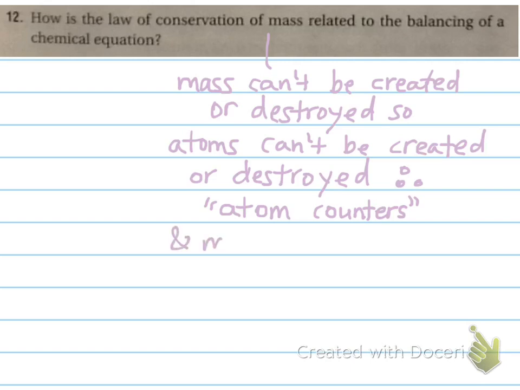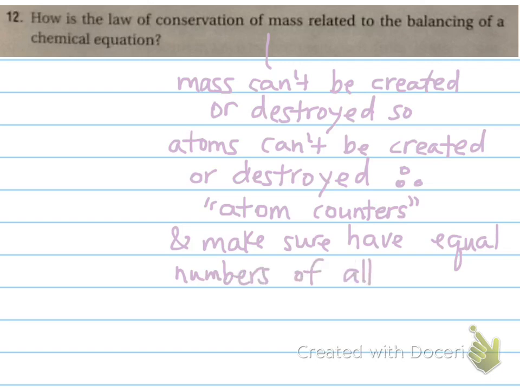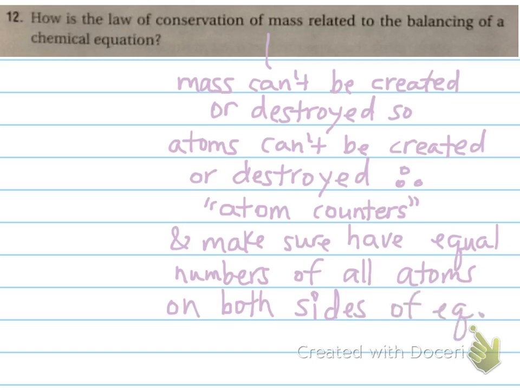And make sure you have equal numbers of all atoms on both sides of your equation. Again, your textbook said, when balancing an equation, the number and kinds of atoms in the reactants equals those in the products. Thus, atoms and mass are conserved.